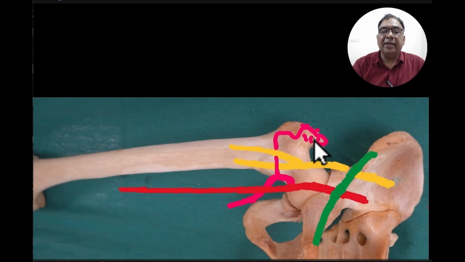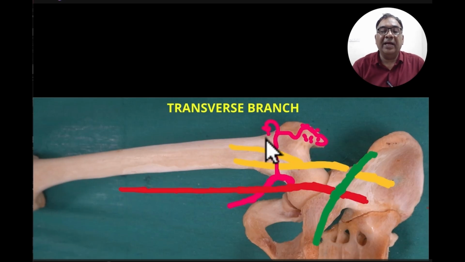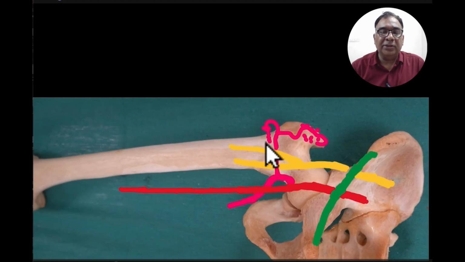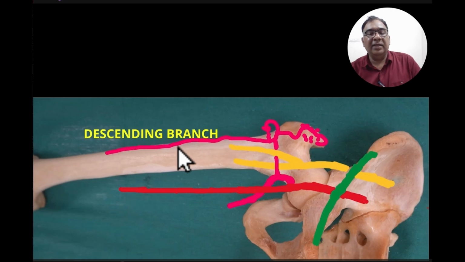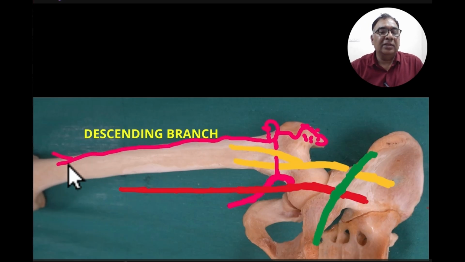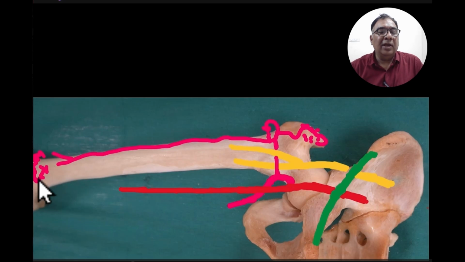part in trochanteric anastomosis. This is transverse branch. It winds around the neck of femur, reaches the lesser trochanter and takes part in cruciate anastomosis. This is descending branch of lateral circumflex femoral artery and here it runs downward and takes part in anastomosis around knee joint.